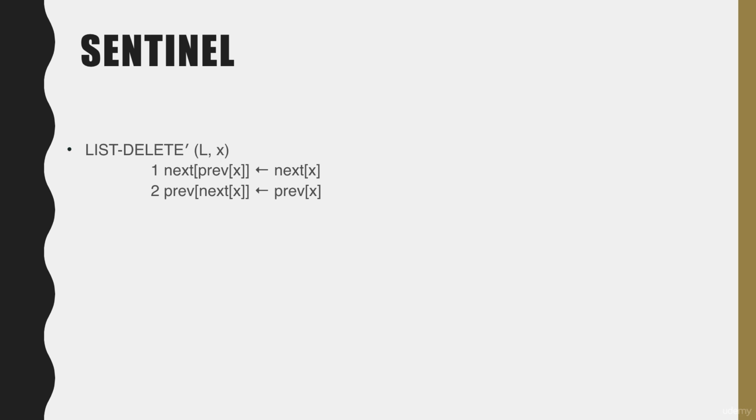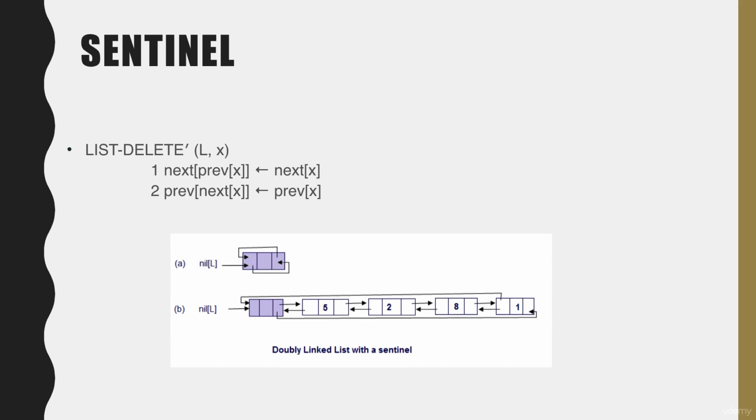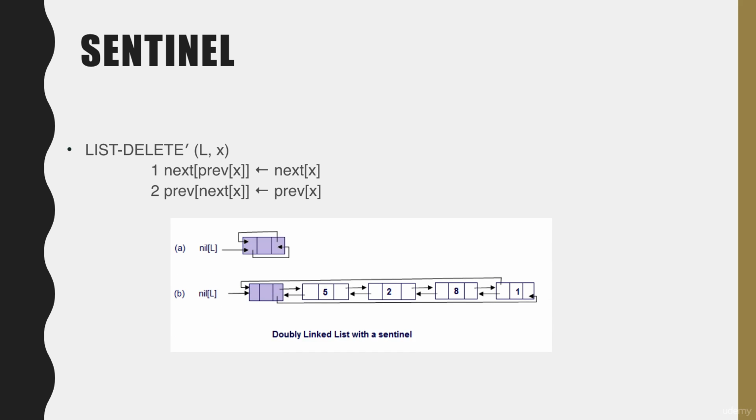Wherever we have a reference to nil in list code, we replace it by a reference to the sentinel nil of L. As shown here, this turns a regular doubly linked list into a circular doubly linked list with a sentinel, in which the sentinel nil of L is placed between the head and tail. The field next of nil of L points to the head of the list and previous of nil of L points to the tail. Similarly, both the next field of the tail and the previous field of the head point to nil of L.